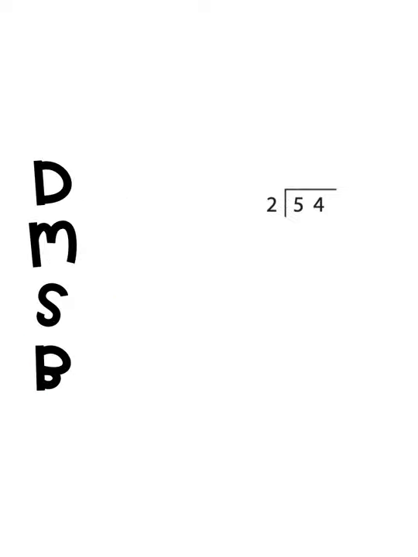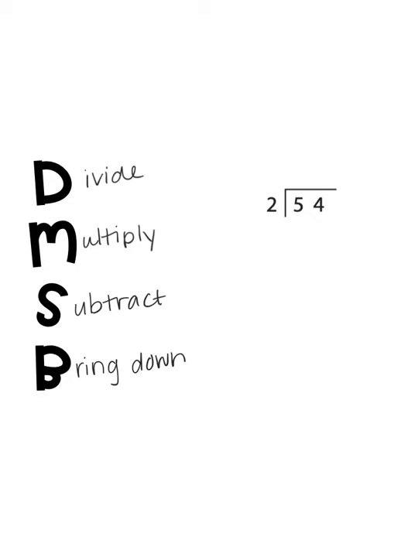Now we're going to look at our division strategy. We have DMSB written on the side, which stands for divide, multiply, subtract, bring down. A fun way to remember this is, does McDonald's serve burgers?